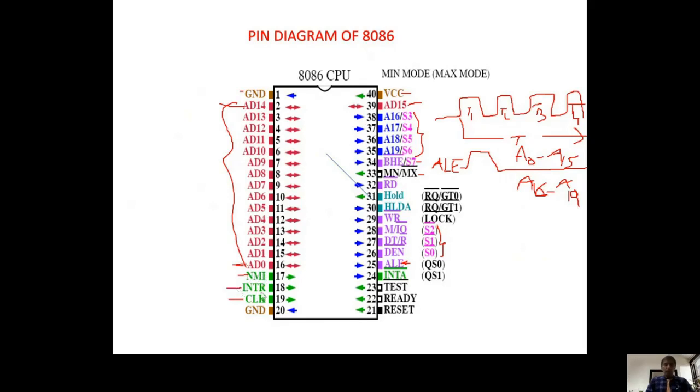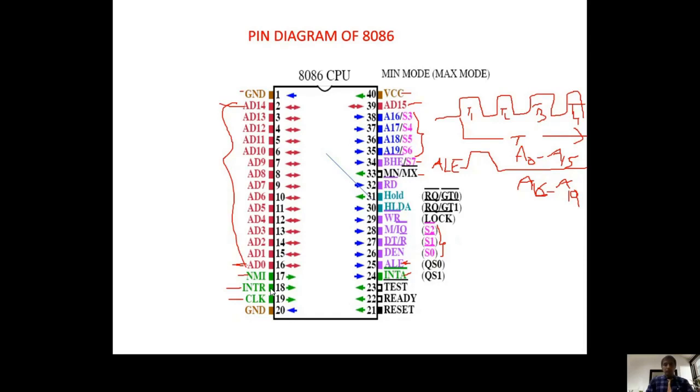Then the other one is INTR. INTR is the interrupt request signal, and it works in combination with INTA bar. These two are important. INTA bar is the interrupt acknowledgement signal. What is INTR? Interrupt request means, for example, the external peripheral device wants to execute its instructions with the help of the processor. In that case, the external peripheral device sends an interrupt request to the processor with the help of the INTR pin.